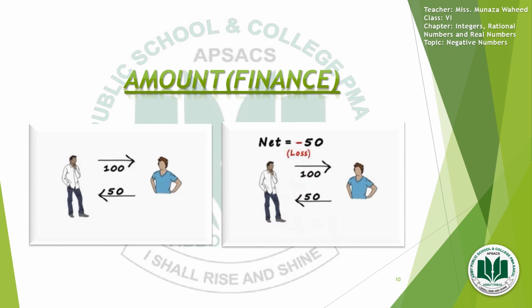Negative numbers also appear in finance to show loss in amount. Suppose you gave your friend 100 rupees and that friend returned just 50 rupees. What is the net amount you have now? The net amount you have is minus 50 rupees. We know that there is no note available in the market which amounts to minus 50 rupees. But the negative sign tells us that you are in a loss.